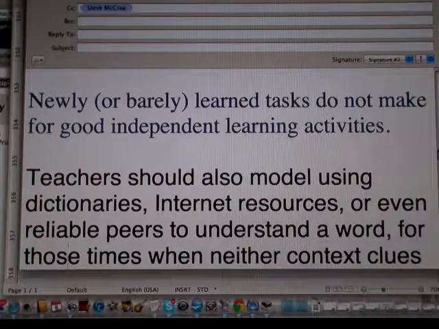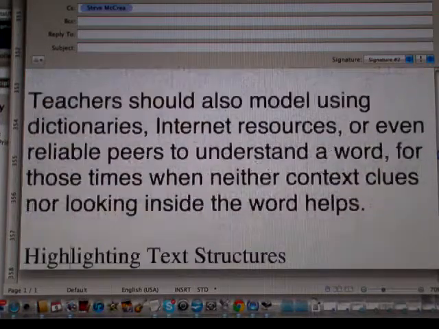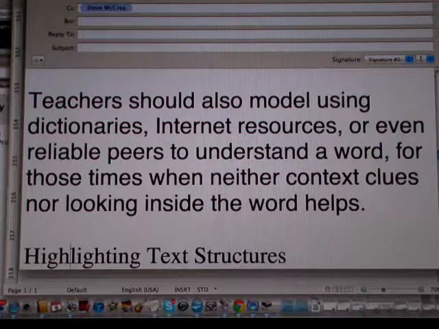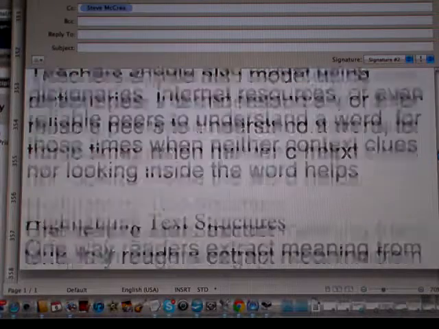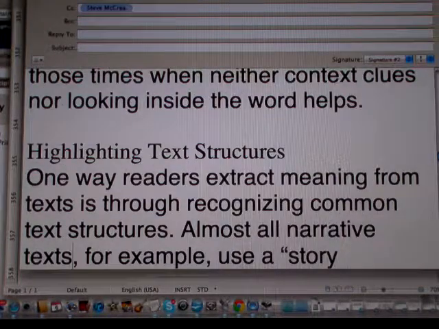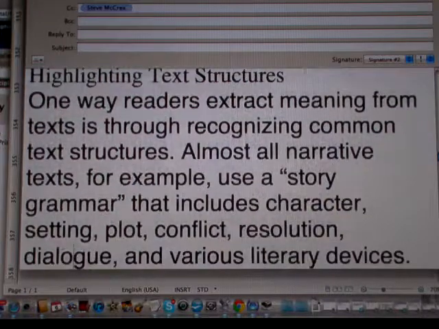A key point here is that newly or barely learned tasks do not make good independent learning activities. We need to provide support. Teachers should also model using dictionaries, internet resources, or even reliable peers to understand a word for those times when neither context clues nor looking inside the word helps.